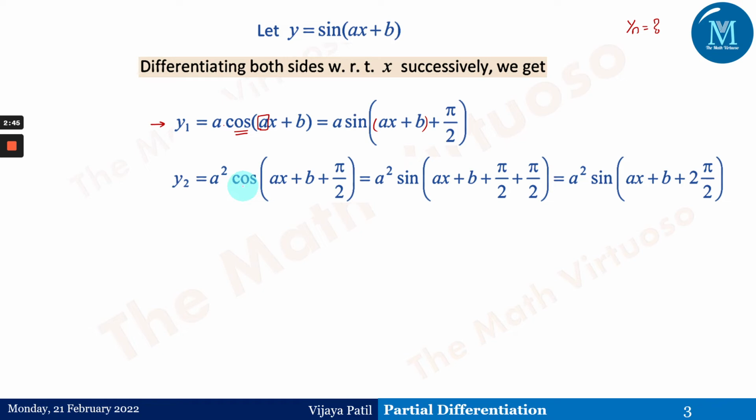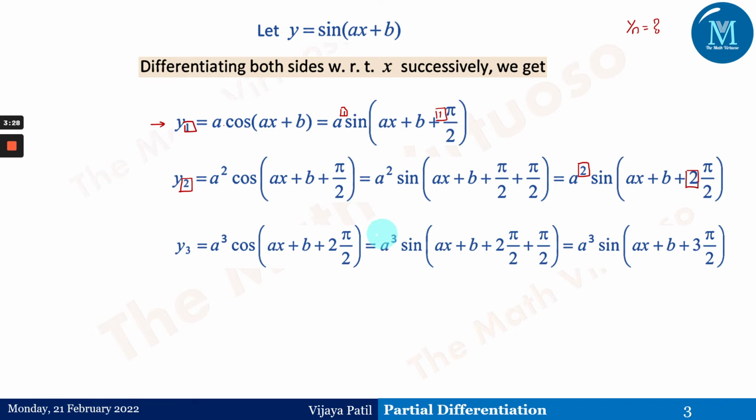Now we don't want this cos again. We want to convert this cos into sine. Again we have to add one more pi by 2 to the angle ax plus b plus pi by 2. So a square sine of ax plus b plus pi by 2 plus pi by 2 will give us a square sine of ax plus b plus 2 times pi by 2. So let us keep this 2 here as it is. If we check this out, it's 2 here, 2 here, and 2 here. I'm just trying to give you the pattern here. Everybody please check. So it's 1 over here, and it's 1 over here.